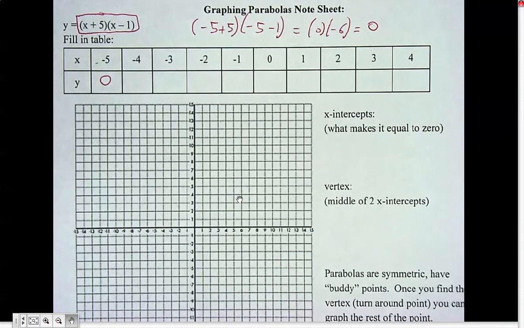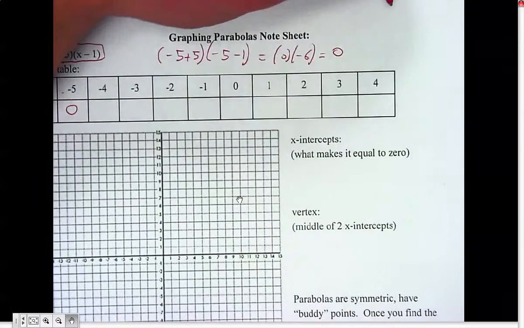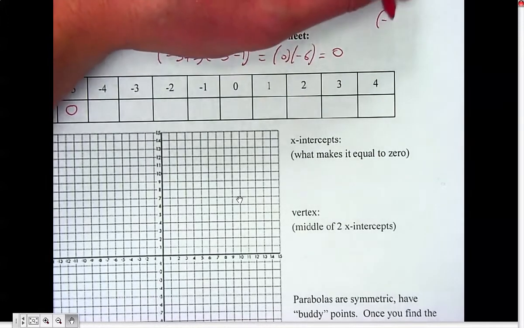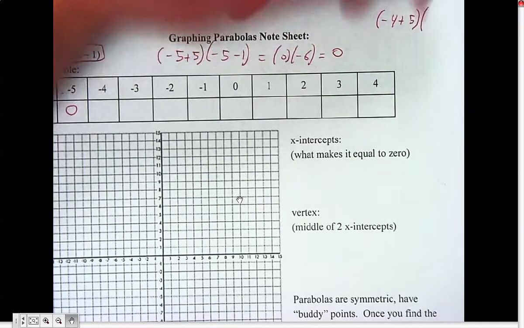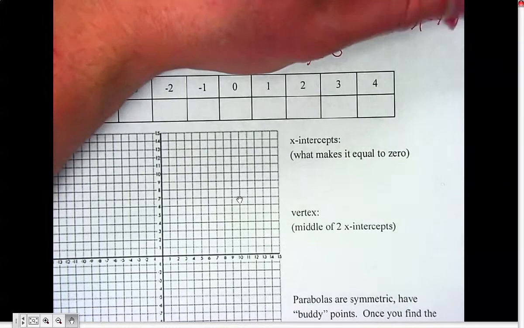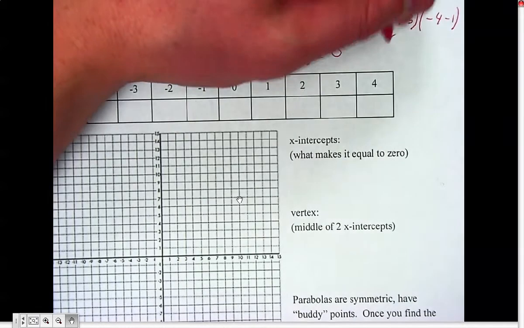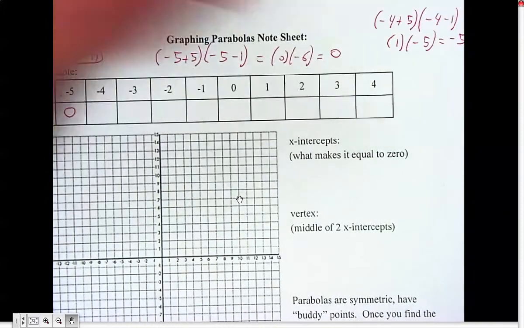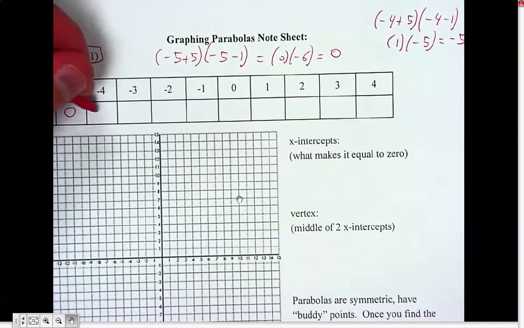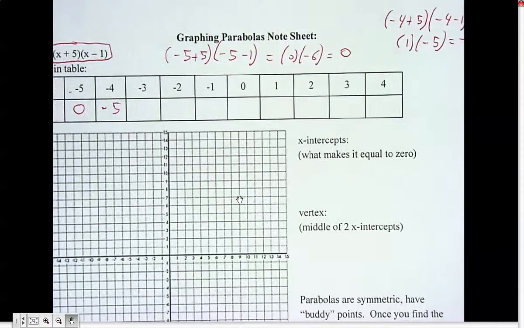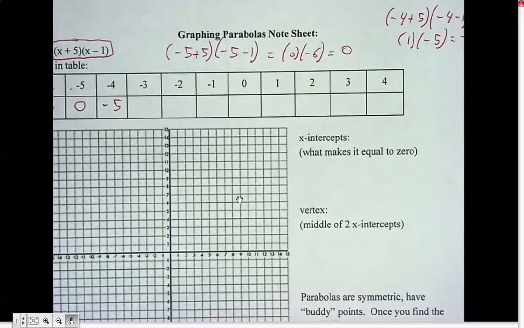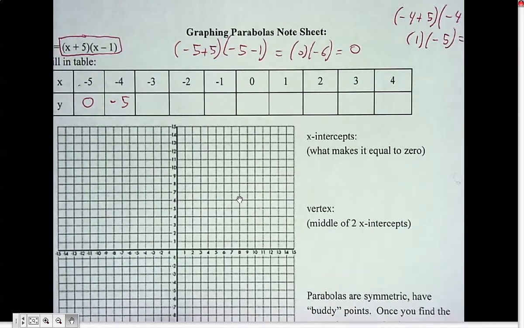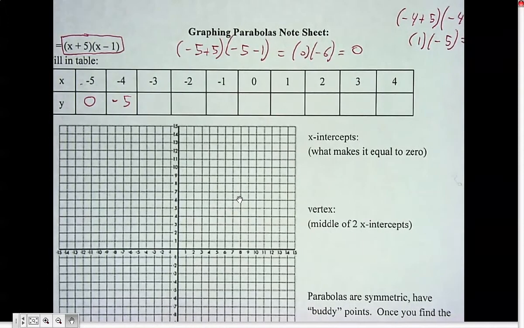And now I will plug in the next one. Again, I'll do a little bit of scratch work over here. I'm plugging in -4. So -4 plus 5, and then -4 minus 1. And so I get 1 times -5, which is -5. That's that y value there, -5.